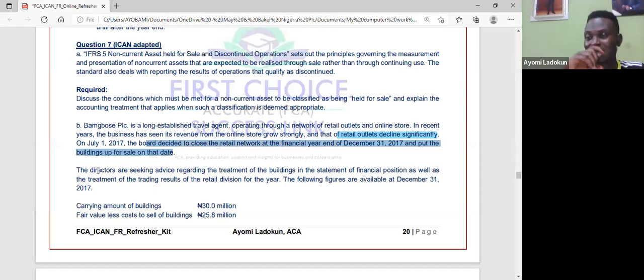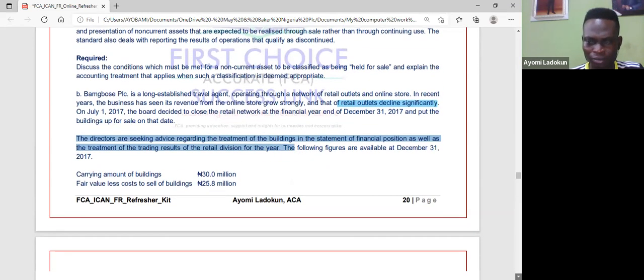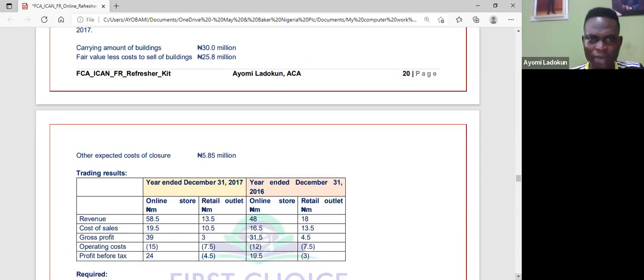Remember we said a discontinued operation is a component of an entity that has either been disposed of or is classified as held for sale. So the directors are seeking advice regarding the treatment of the building in the SFP, as well as treating the trading result of the retail division. So the following figures are available: the carrying amount of the building, fair value less cost of sale of the building, and of course other expected cost of closure. So let's look at the requirement.